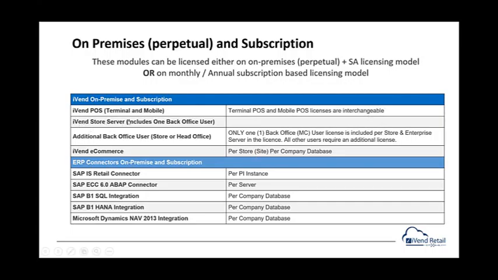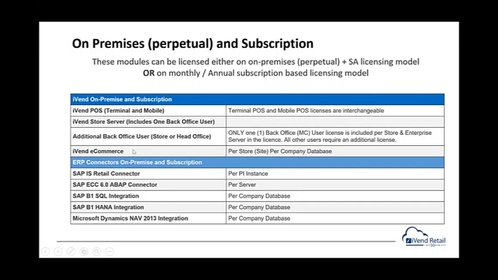The iVend Store Server includes one back office user. Additional back office users could be for store or the head office. And only one back office user license is included per store and enterprise server in the license. All other users require an additional license. Then we have iVend e-commerce. iVend e-commerce is licensed per site, as in per domain name and per company database.